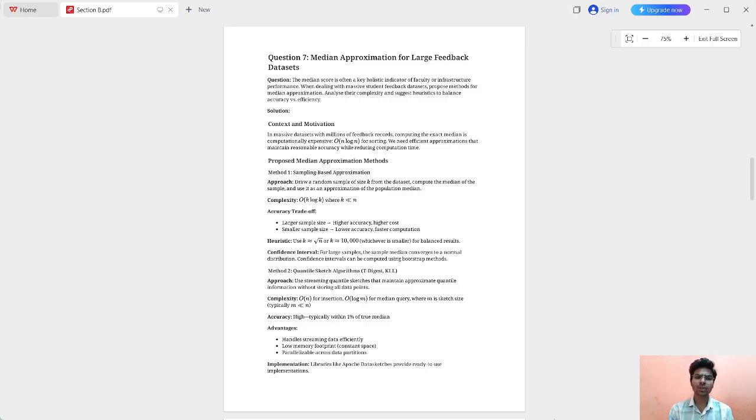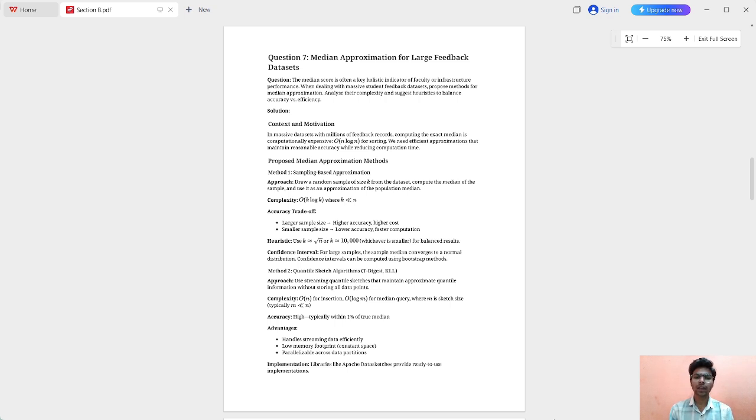The solution of this question: context and motivation. In massive datasets with millions of feedback ratings recorded, computing the exact median is computationally expensive, O(n log n) for sorting. We need efficient approximations that maintain reasonable accuracy while reducing computation time.